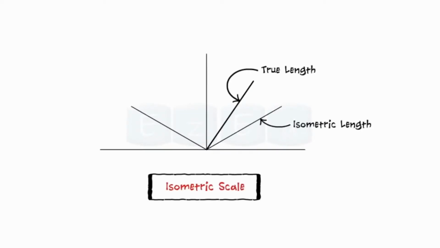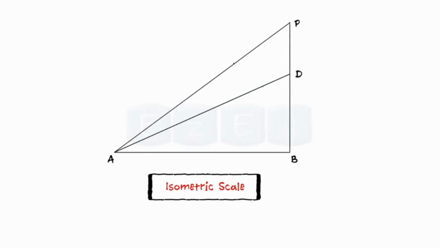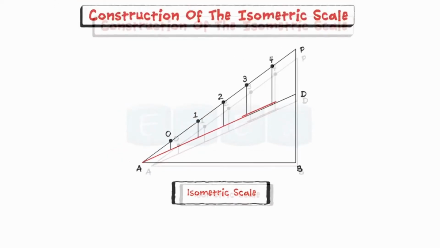Now we will see construction of the isometric scale. While drawing isometric projections, it is necessary to convert true lengths to isometric lengths. This is done by drawing an isometric scale. To draw an isometric scale, first draw a horizontal line AB of any length. From end A, draw lines AP and AD such that angle PAB is equal to 45 degrees and angle DAB is equal to 30 degrees. Now mark divisions of true length on AP, and from each division draw vertical lines cutting line AD. The divisions that we obtain on AD give us lengths on isometric scale.